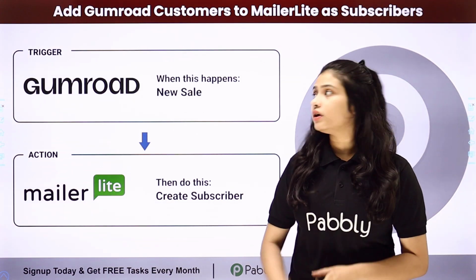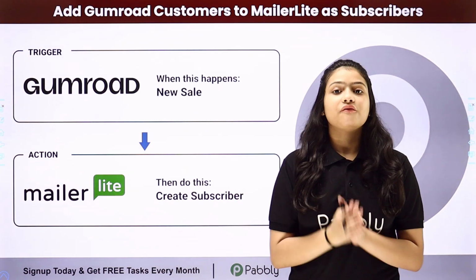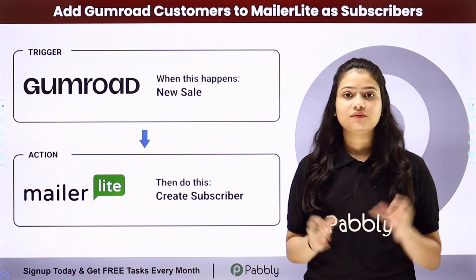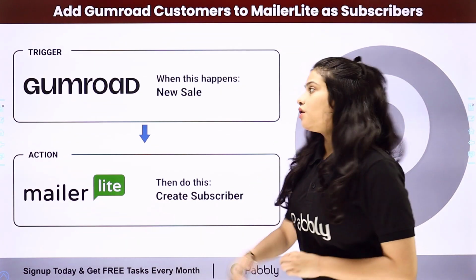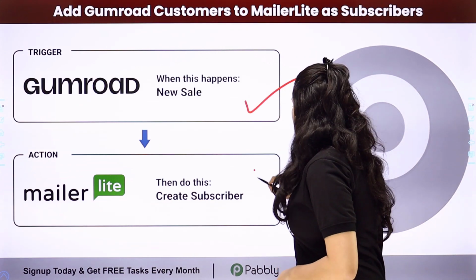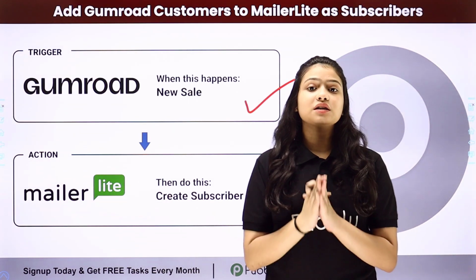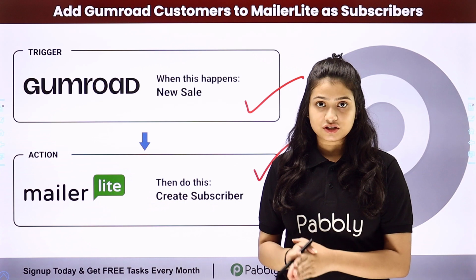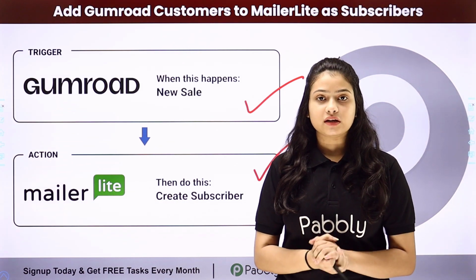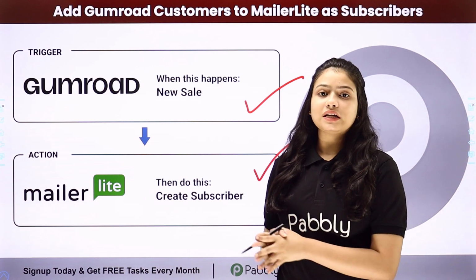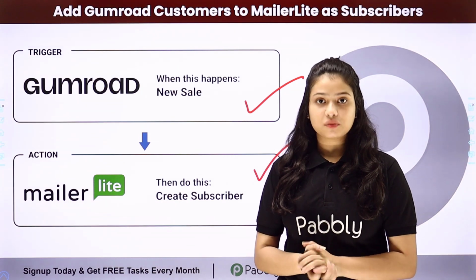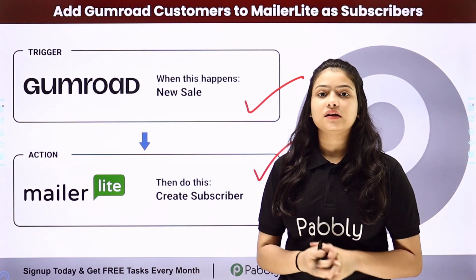For that we will have to integrate Gumroad and MailerLite. For that we are going to use Pabbly Connect, which is an amazing automation and integration software. Now what we are going to do, we have Gumroad in our trigger and MailerLite in our action. So we will be connecting both of them by using Pabbly Connect in such a way that whenever a new sale is made in the Gumroad store, that is, whenever a new customer is created, automatically by using the same response of that customer, a new subscriber is going to be created in MailerLite.